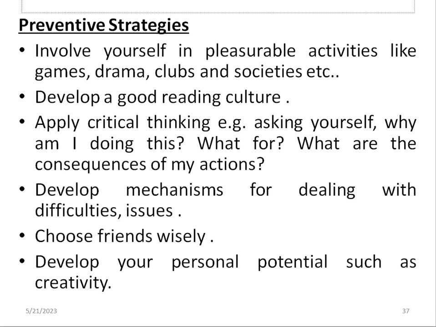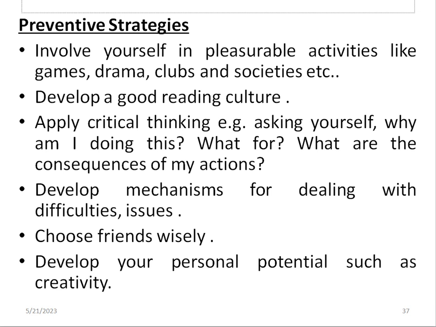The other thing that we need is application of critical thinking, asking yourself, why am I doing this? What am I going to benefit from this? What are the consequences of these actions that I'm doing? So that is going to help one avoid going into abusing drugs.